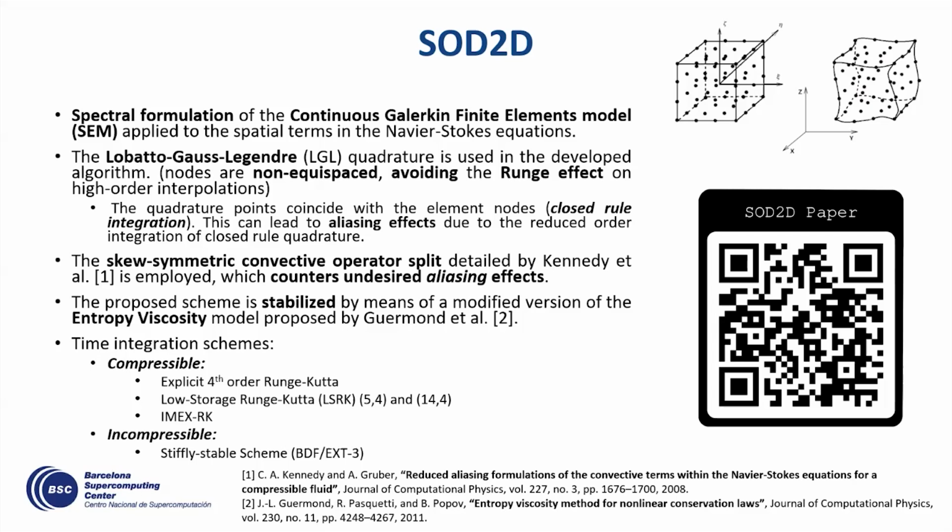And regarding the incompressible, we use the stable scheme, where basically the idea is that you solve the nonlinear term, the convective, explicitly using a third-order scheme, then you solve the Poisson, and finally, you integrate implicitly the diffusive term.